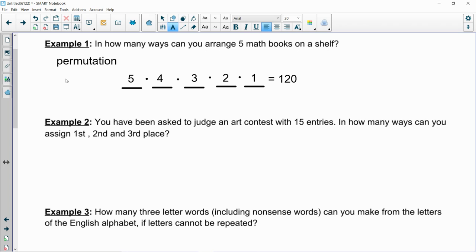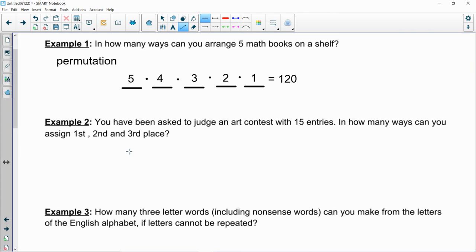So now in example 2, let me change it up a little bit. You've been asked to judge an art contest with 15 entries. And how many ways can you assign first, second, and third place? So now there's 15 people in this art contest, but you're not arranging all 15 of them. You're only arranging 3 of them. You're putting them in an order. First place, second place, third place, right? So order certainly matters. So let's think about what we've got going on.